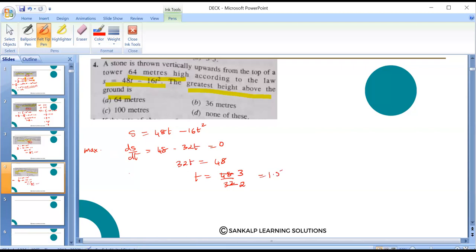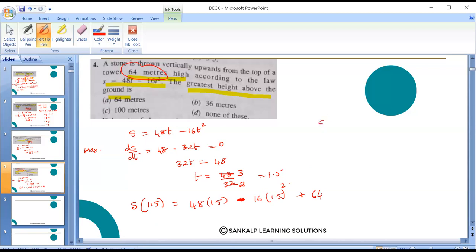But they're asking you the maximum height. So in the height, you have to put T as 1.5. 48 into 1.5 minus 16 into 1.5 whole square. But to this, you have to add 64, the height of the tower. 64 meters is the height of the tower. So that we are writing now.